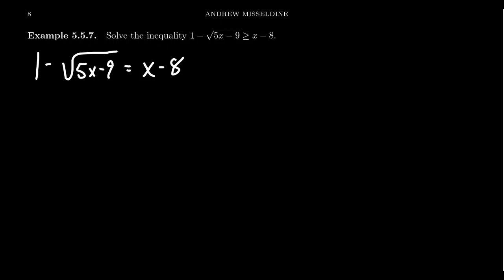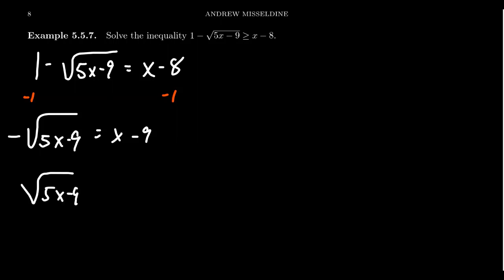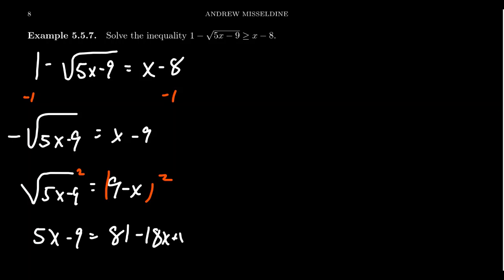So if we solve this, we're going to subtract 1 from both sides. We end up with the negative square root of 5x minus 9 is equal to x minus 9 right here. We're going to times both sides by negative 1, so we get the square root of 5x minus 9 is equal to 9 minus x. And now we have to square both sides. On the left-hand side, we do have to, on the right-hand side, we'll have to FOIL it out. We get 5x minus 9 is equal to 81 minus 18x plus x squared.